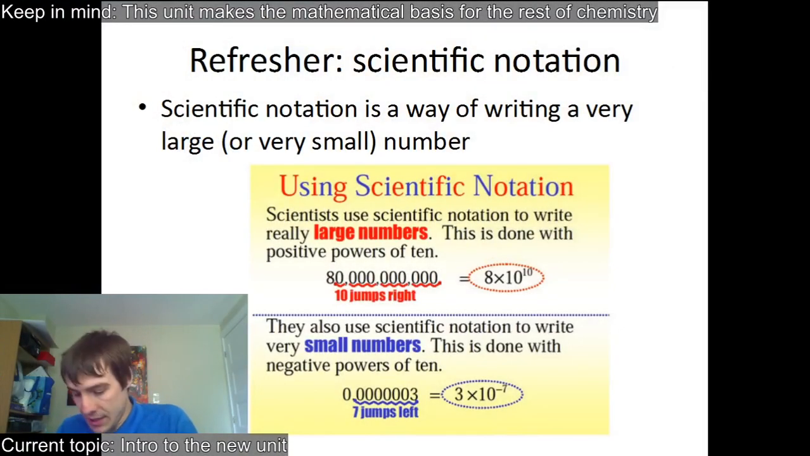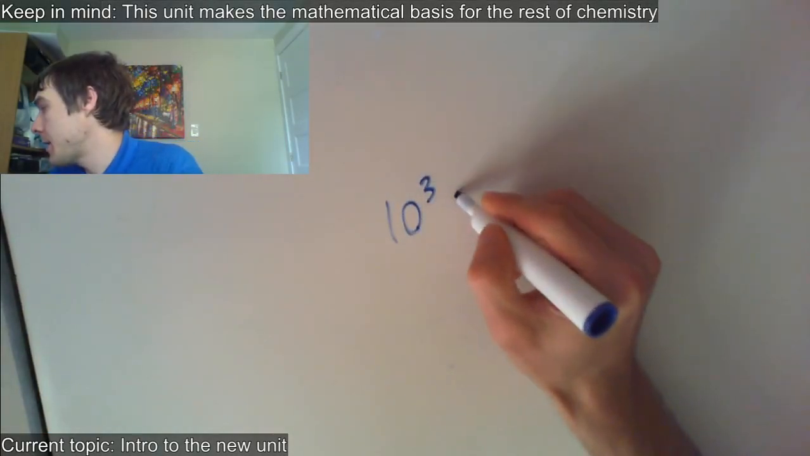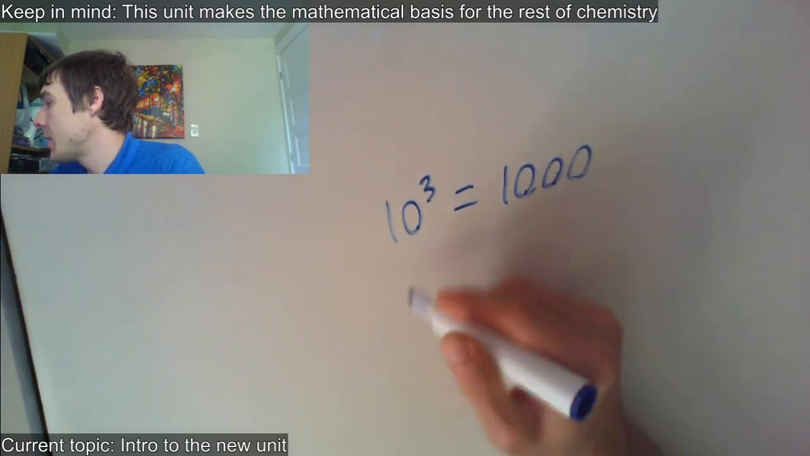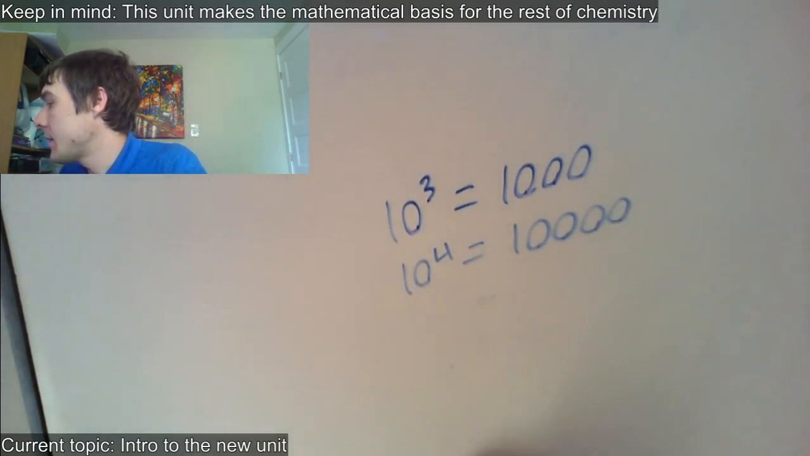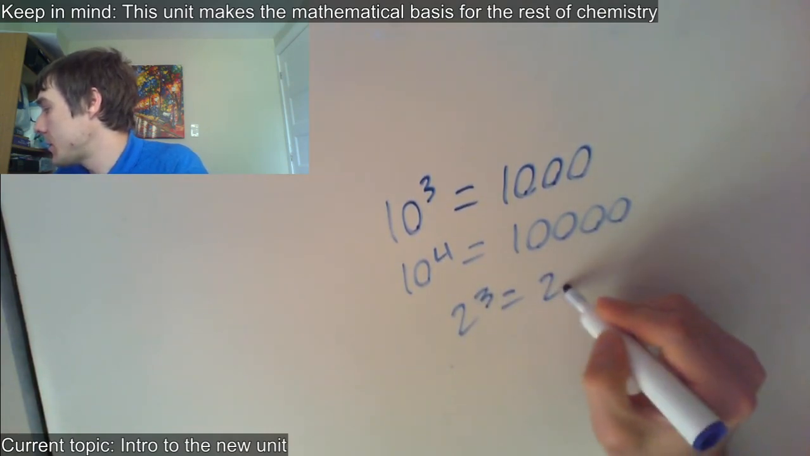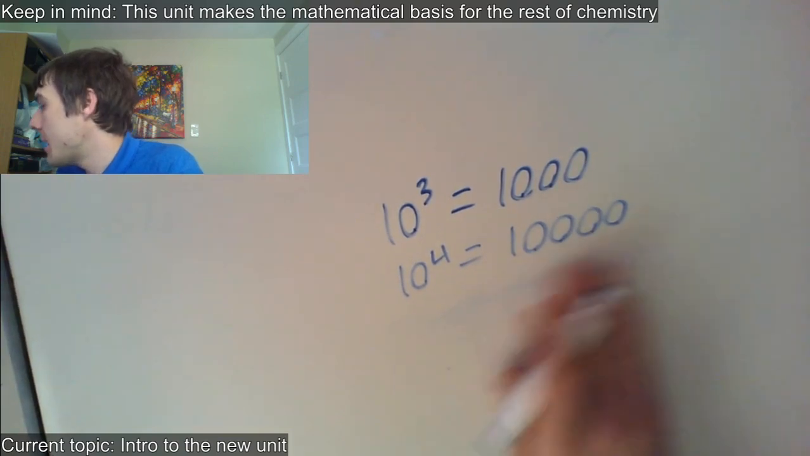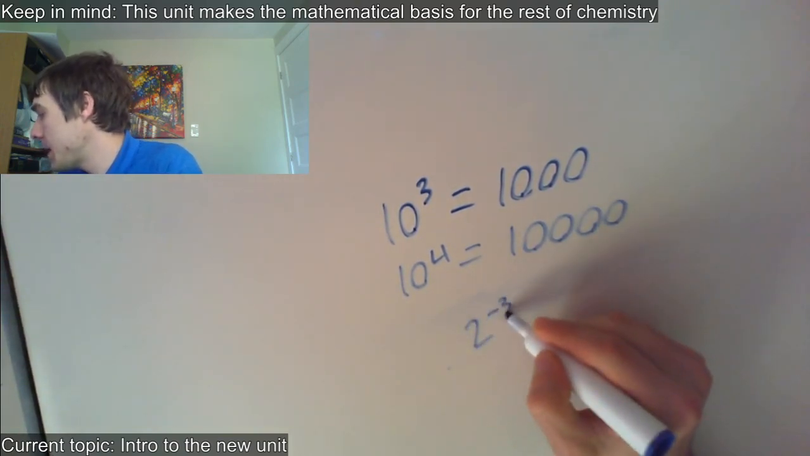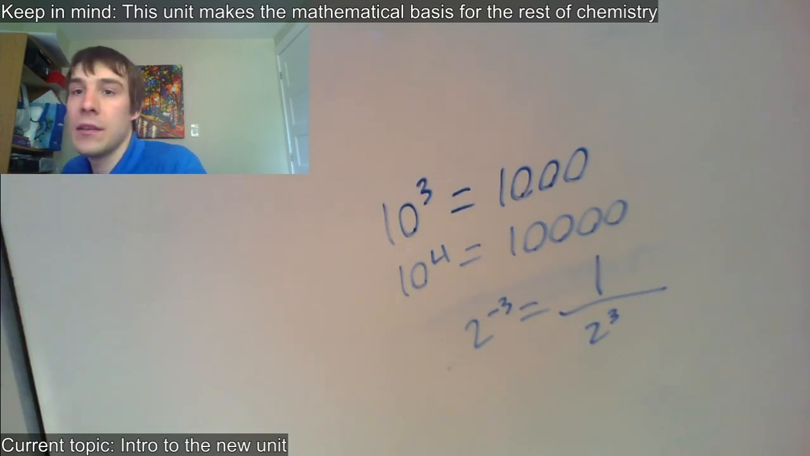And then there's a way to shorten very small numbers as well, which is using negative powers. So to review negative powers, when you have something to the power of something, 10 to the 3 is 1,000, 10 to the 4 is 10,000, 2 to the 3 is 2 times 2 times 2, and so on and so forth. When you have negative powers, 2 to the negative 3, it's 1 divided by 2 to the 3 kind of thing.